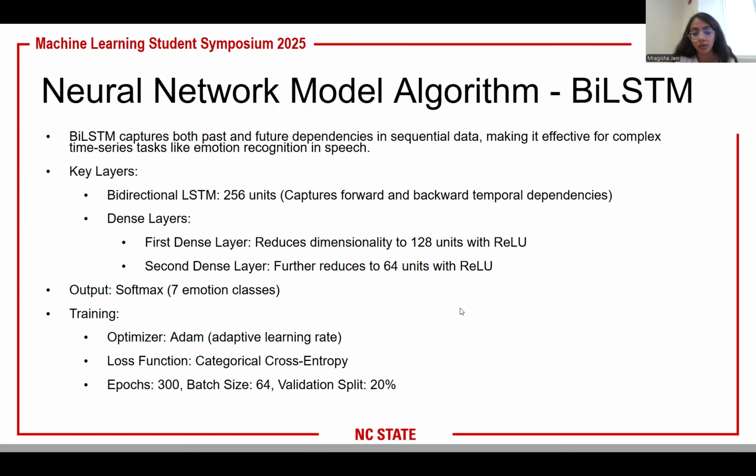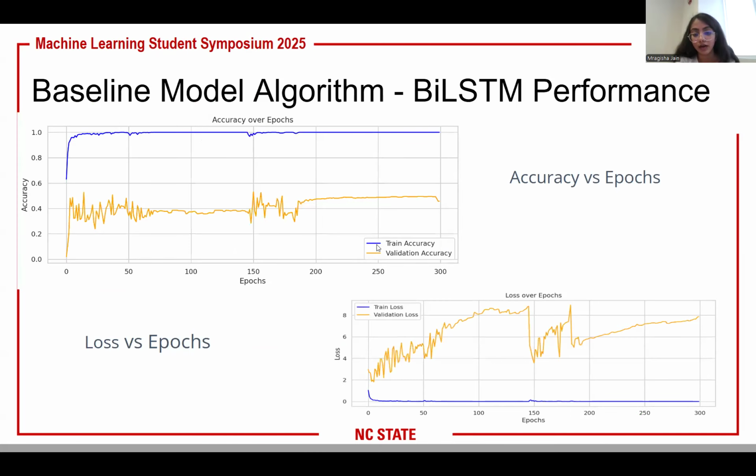The next model was the BiLSTM, which captures both past and future dependencies in the sequence, making it especially powerful for speech emotion recognition. It has a bidirectional LSTM with 256 units to capture both forward and backward temporal dependencies and a dense layer to reduce dimensionality. We used the Adam optimizer for this one and trained for 300 epochs with a batch size of 64. Similar to LSTM, we plotted the accuracy versus epoch and loss versus epoch plots, which indicate that BiLSTM outperforms LSTM in terms of both accuracy and loss reduction, showing better generalization for emotion classification.